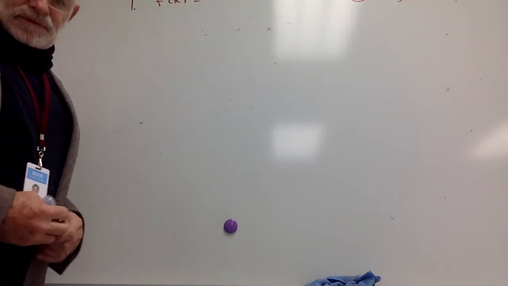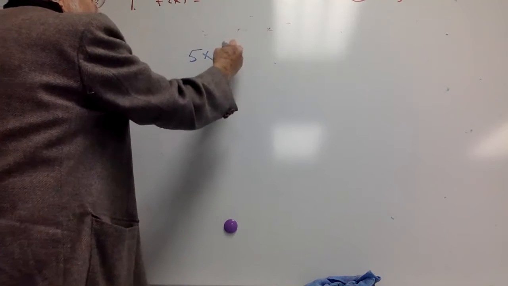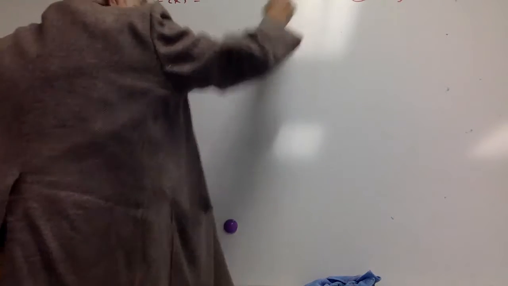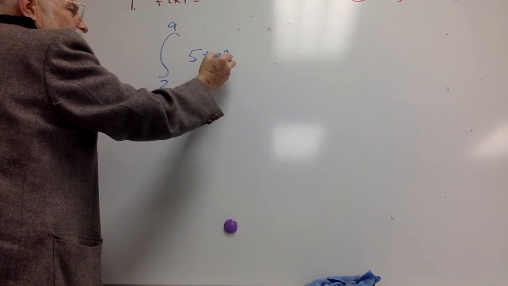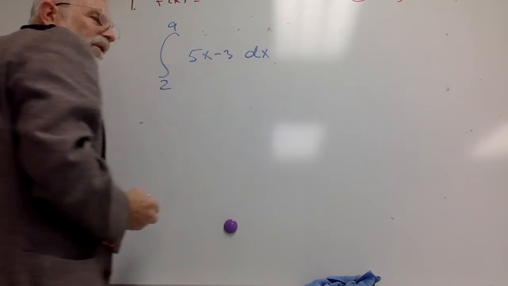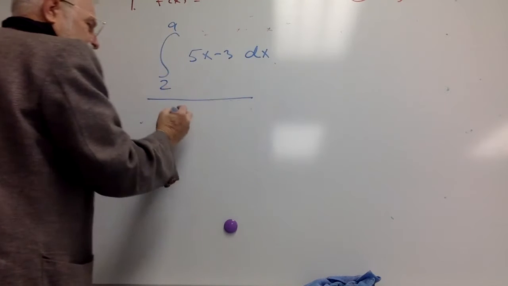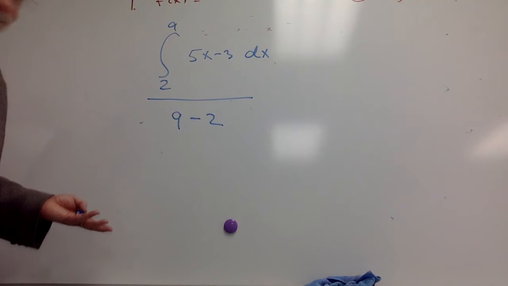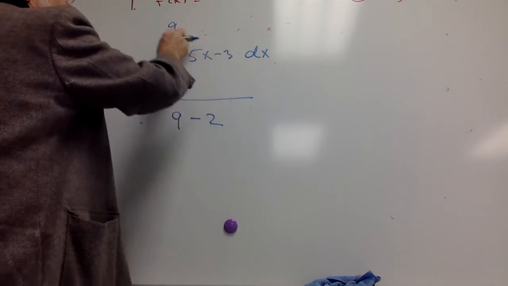The average value. You take the function and you integrate the function from 2 to 9. This assigns the heights of the rectangles. This assigns the widths. Almost done. Divide by 9 minus 2. That's it. All right, for 2 points. You take the function, you integrate.